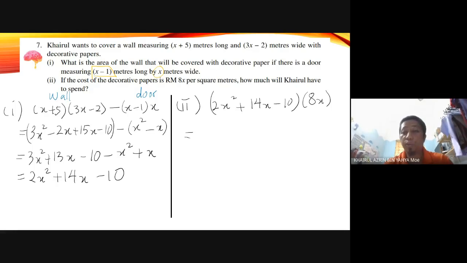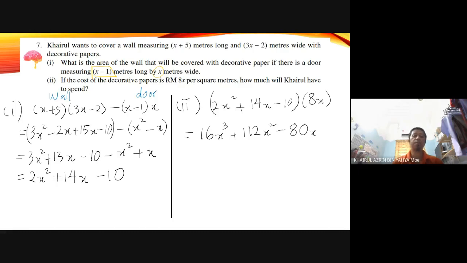8 times 2 is 16. x squared times x is x cubed. Okay, and then 14 times 8 is 112. 112 x squared. Don't forget squared. x times x, x squared. And then minus 10 times 8 is 80x. So this is the answer for question number 2.